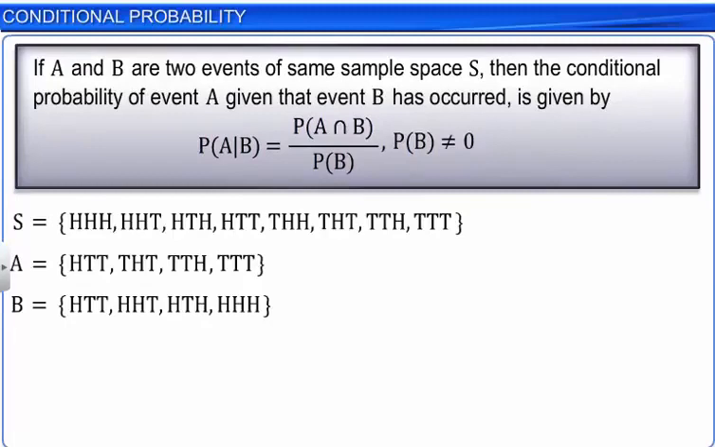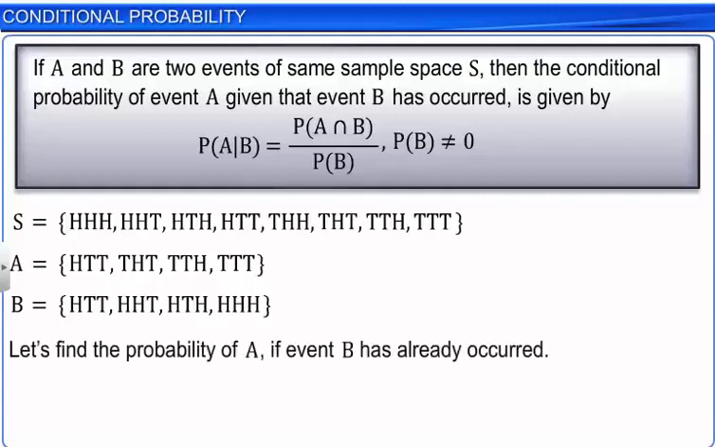Let's apply this result to find the probability of the previous experiment in which the sample space and events A and B are given as shown. Here, we need to find the probability of A if event B has already occurred. Now, event A intersection B is the set of the sample points common to both the events A and B, which is HTT.